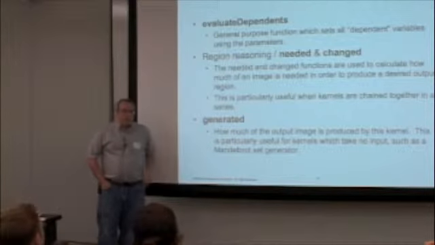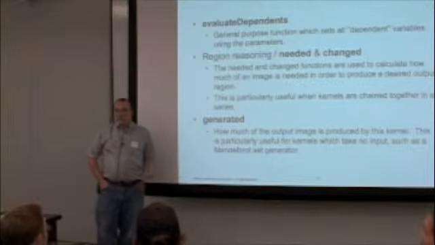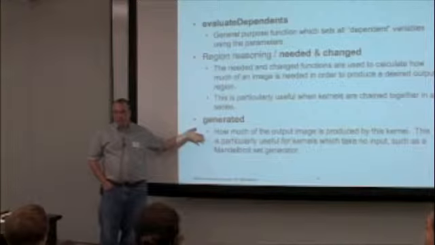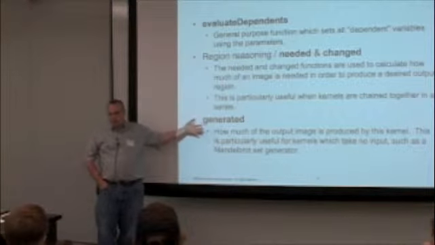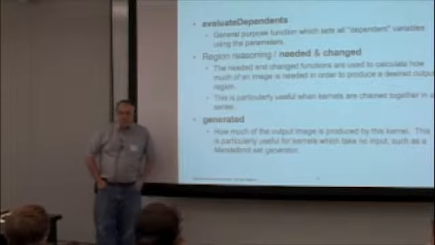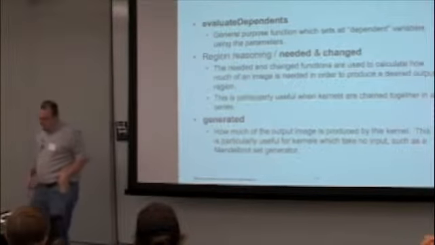And generated is for pixels that don't have input. It's like, how much of the plane does this kernel generate? It's good for things like Mandelbrot sets and stuff that run blazingly fast on GPUs.